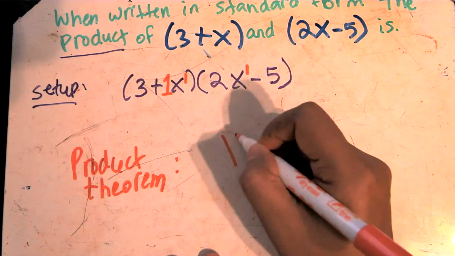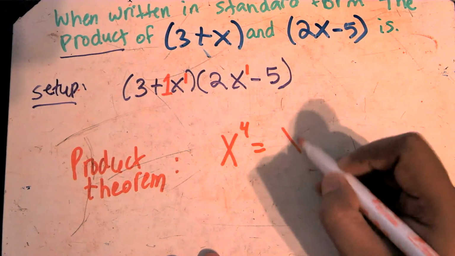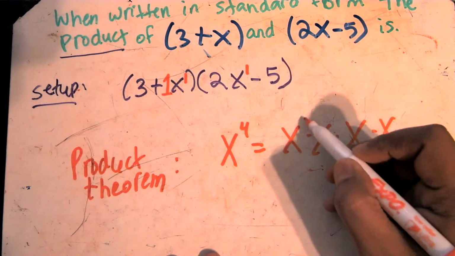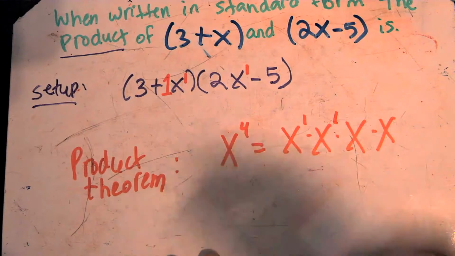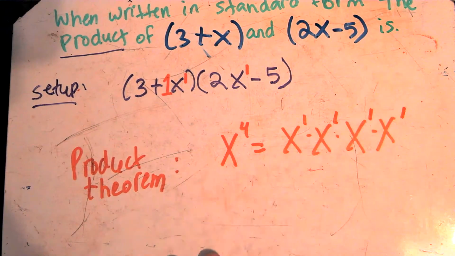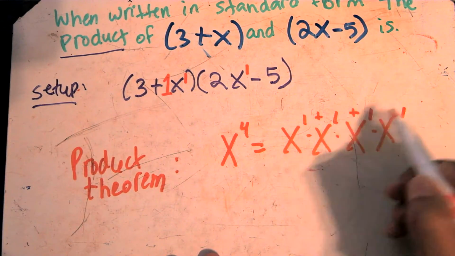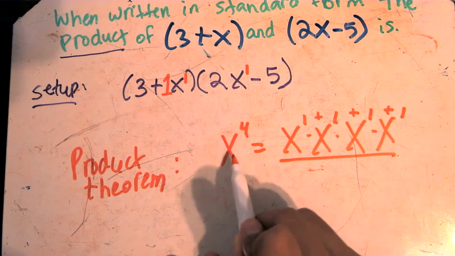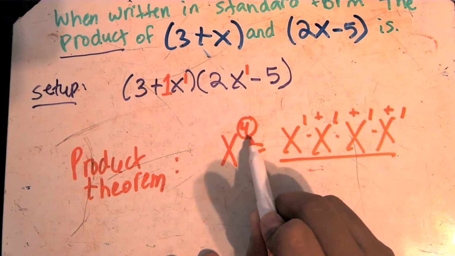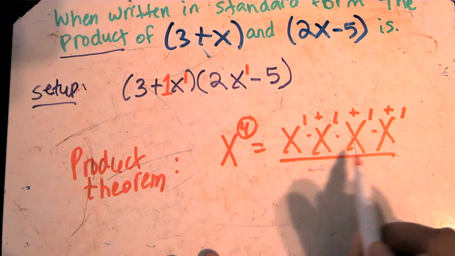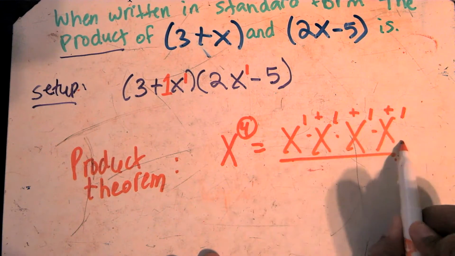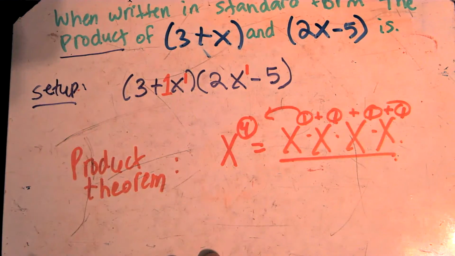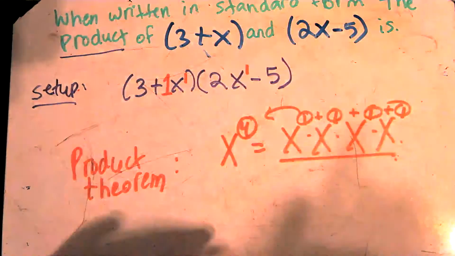For example, x to the 4th power means I am multiplying x to itself 4 times: 1x times 1x times 1x times 1x. So since I'm multiplying these, I add the exponents. And it makes sense why I'm adding, because the exponent is telling me how many x's I'm multiplying to itself. So I'm adding the numbers to give me my simplified exponent.